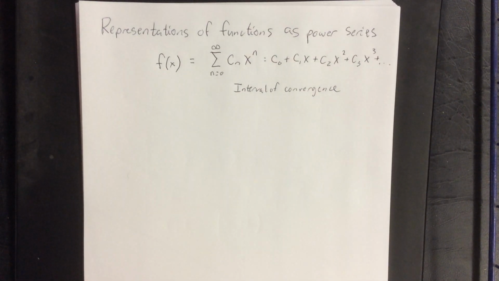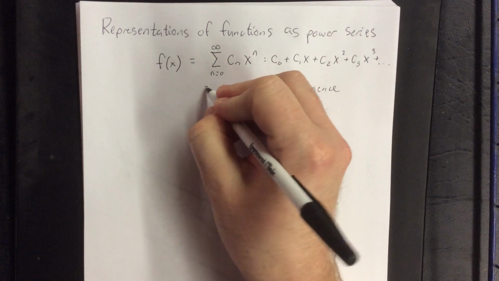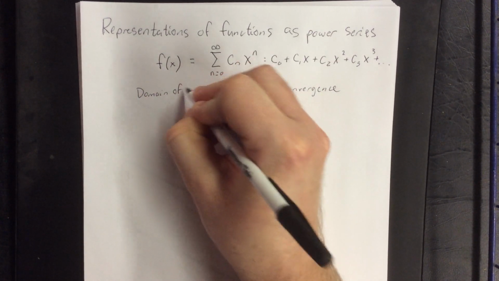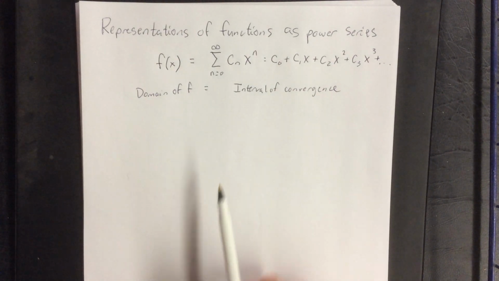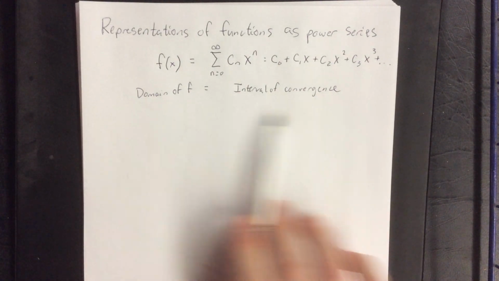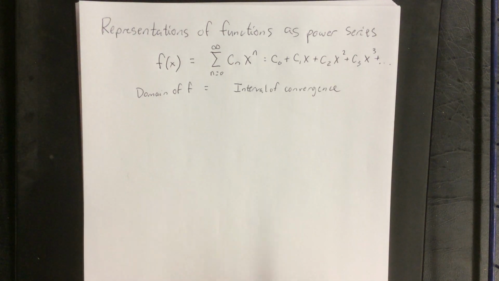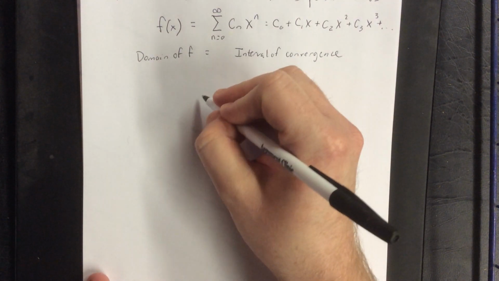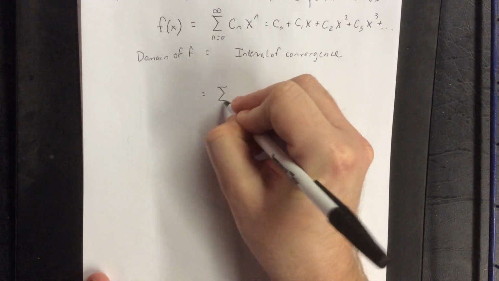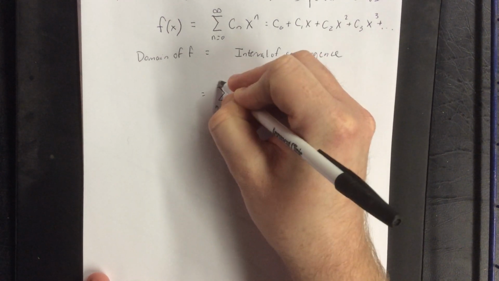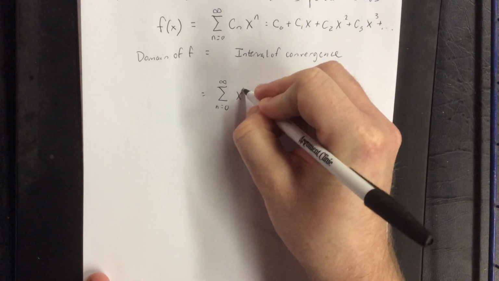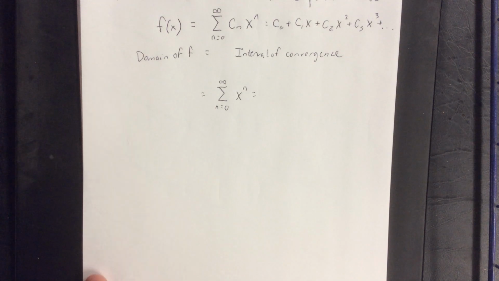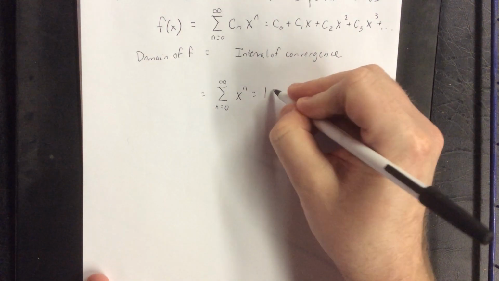As it pertains to what we're doing here, an interval of convergence for this power series is going to correspond to the domain of a given function. That is, the set of all values of x that will actually give us a specific value. Now, all of this is going to be based off of the following power series. So one possible representation would be this. The sum from n equals 0 to infinity of simply x raised to the nth power.